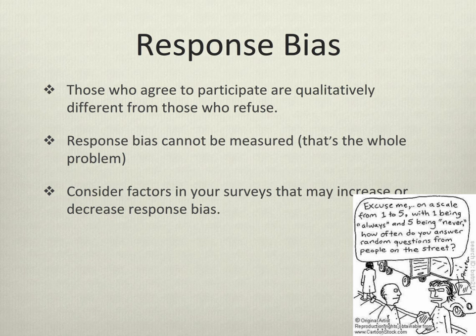Response bias is a problem in survey research. Response bias is the idea that those who agree to participate are qualitatively different from those who refuse. There's no way to measure or estimate response bias. That's the whole problem. Consider factors in your survey that may increase or decrease response bias. Is there anything you can do to try to mitigate this?